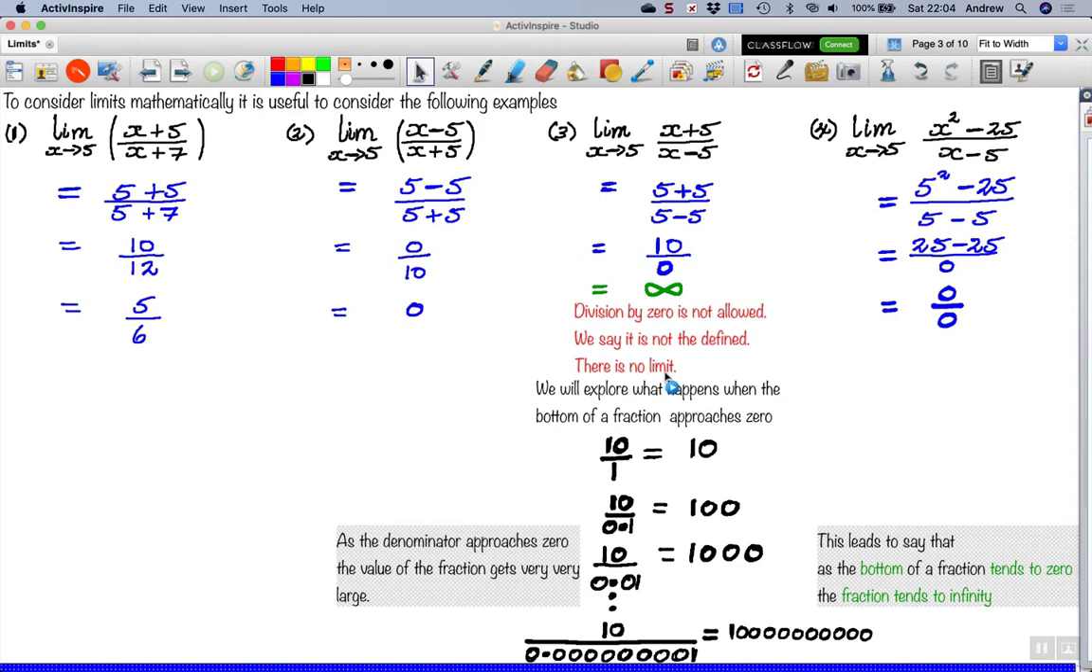There is no limit. Now, the issue is what happens when it's 0 over 0? That is also not allowed, because we've got a 0 on the top and on the bottom. But there is a method to find the answer if the limit exists, and we're going to explore that method on the next page.